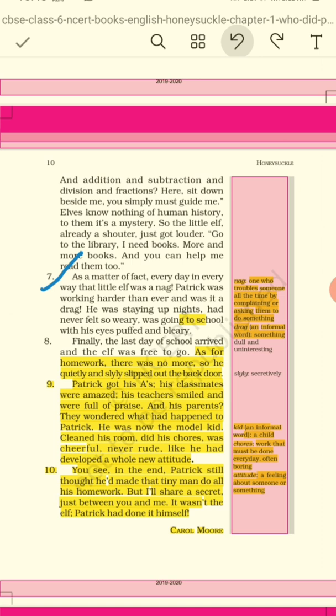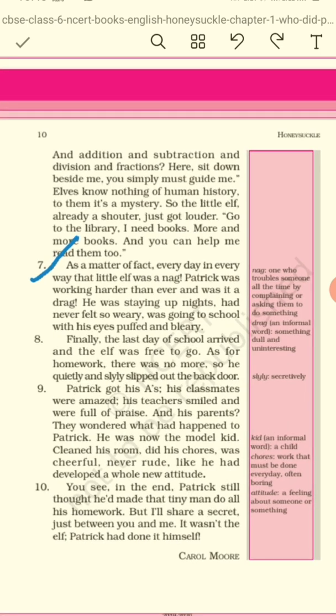See, a nag is a person who troubles someone all the time by complaining or asking them to do something. So in a way, this little elf was nothing but a nag. He kept complaining about things that were assigned to him, and in a way kept irritating Patrick, in order to get the work accomplished.